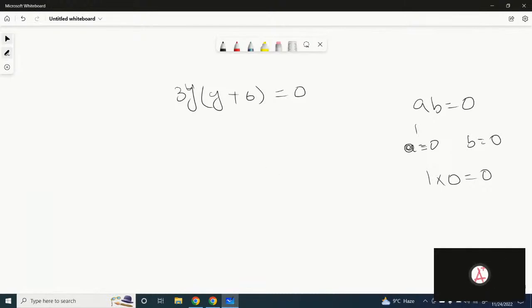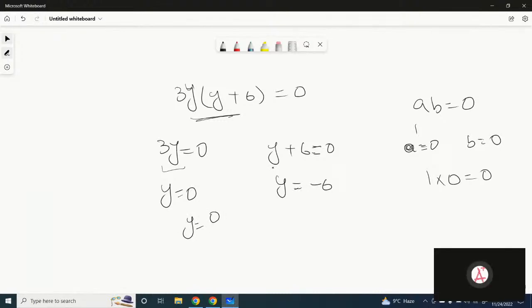So that is the property you are going to apply here. If their product is 0, that means either 3y is 0 or y plus 6 is 0. So just equate them with 0 and find the values of the variable. So 3y equals 0, that means y equals 0. And from this one, y equals, move the 6 to the other side, it would be negative 6.